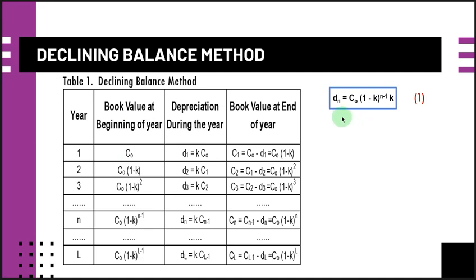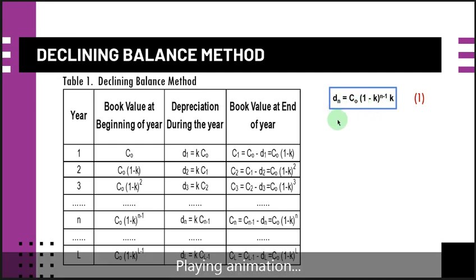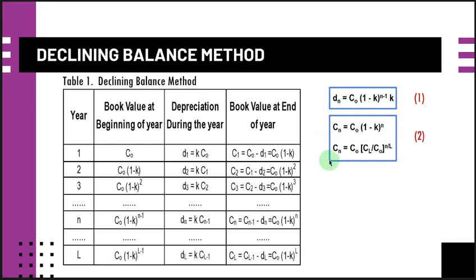You can also use this one, formula number one. Small d sub n equals CO times the quantity 1 minus k raised to the power of n minus 1 times k in calculating the annual depreciation. And second, we have this book value, C sub n equals C sub o times the quantity 1 minus k raised to the n. Or you can use the second formula of C sub n equal to CO times this ratio, CL over CO raised to the power of n over L.